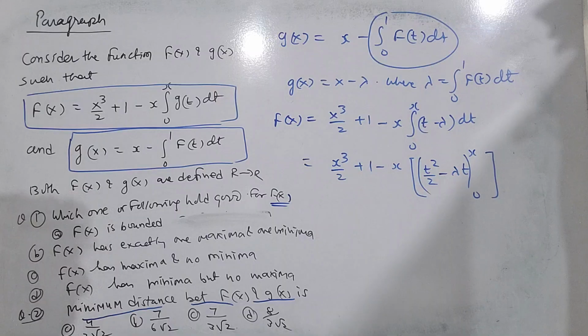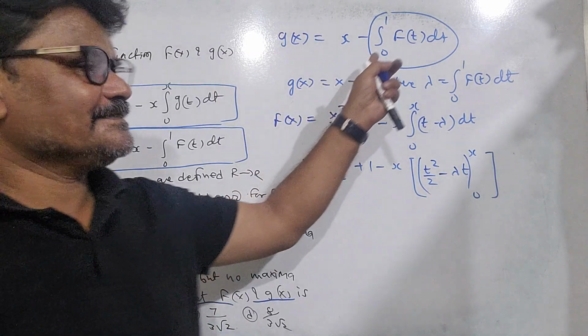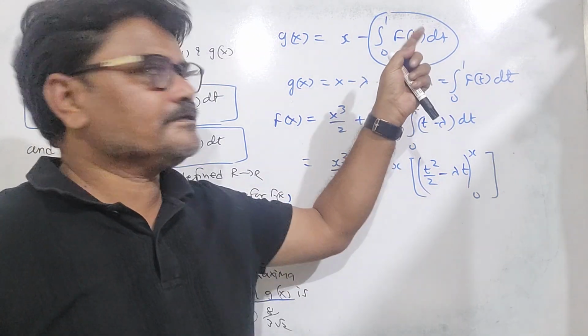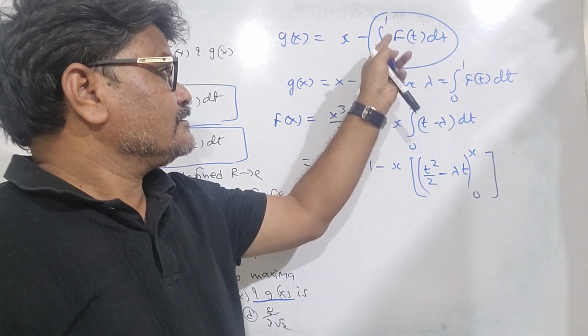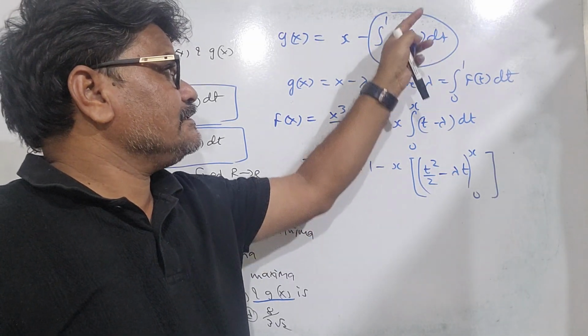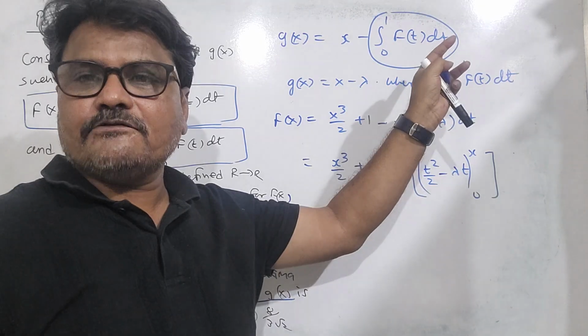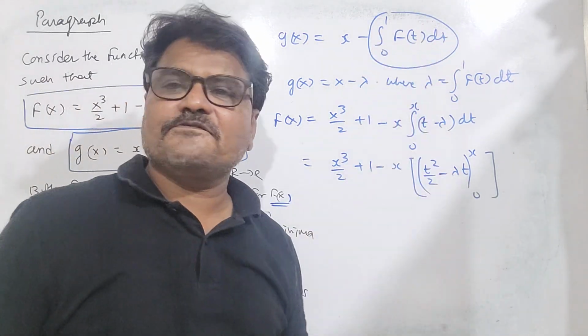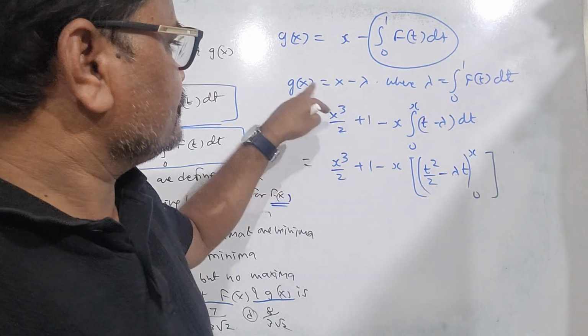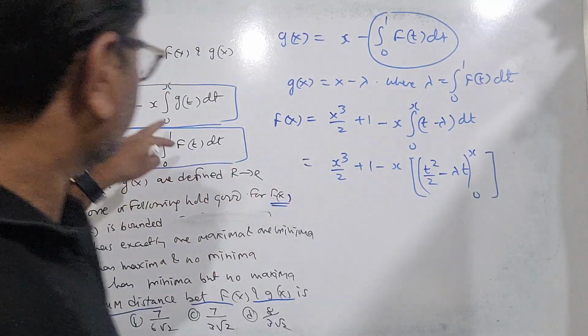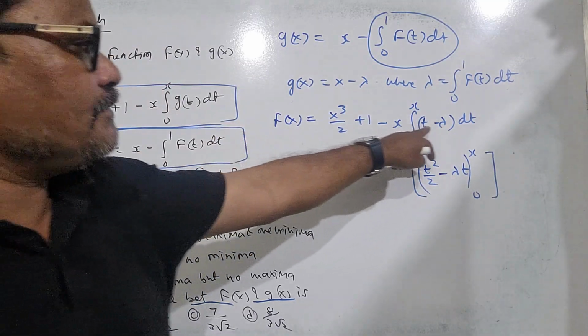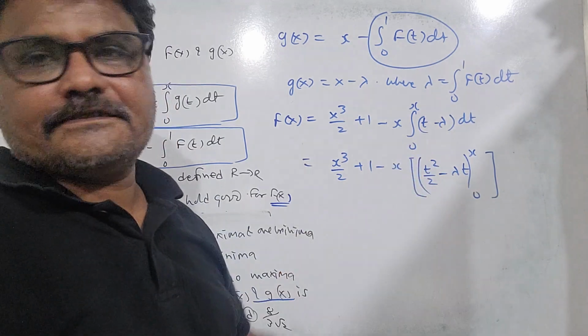Correct? So therefore I said that this first step is very important. Just consider this 0 to 1 limit is there, no? The integral of f(t) dt is coming to be a constant value. That constant value we have supposed as lambda. So this is x minus lambda. So I can replace this g(t) by t minus lambda and then integrate.